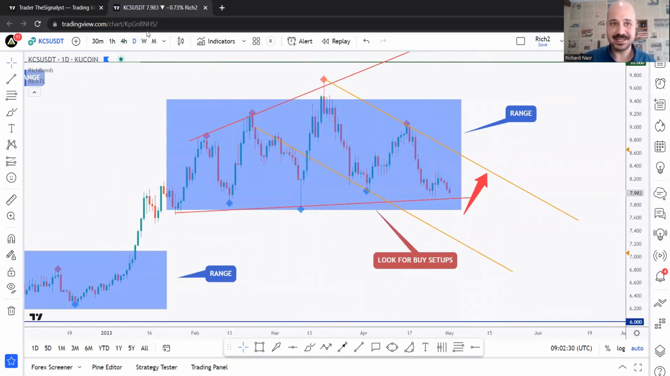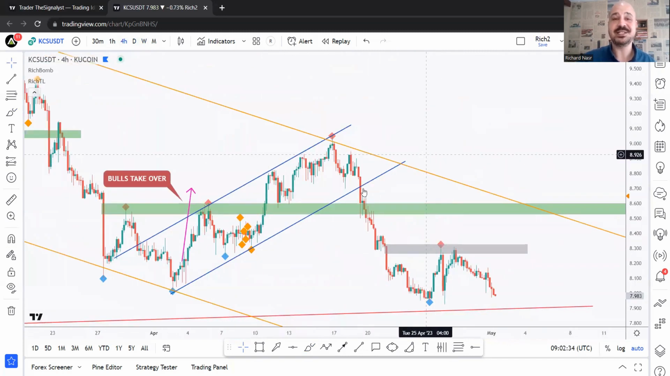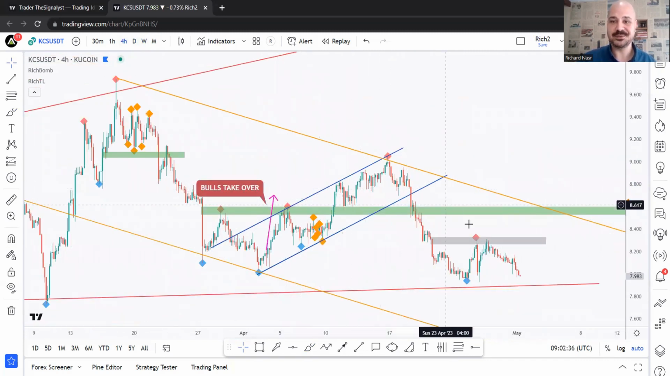Meanwhile, we are bearish and approaching a very strong support, which is the lower bound of the range. And from a short-term perspective, bulls took over, bears took over, and then we are waiting for the bulls to take over again.